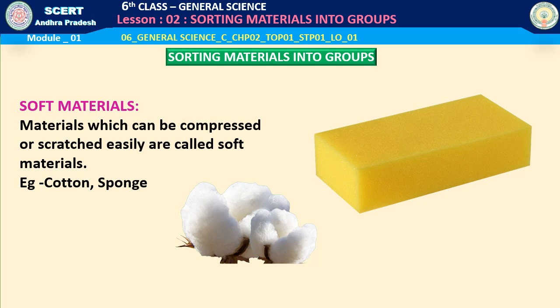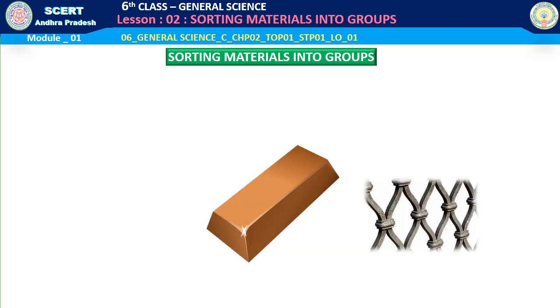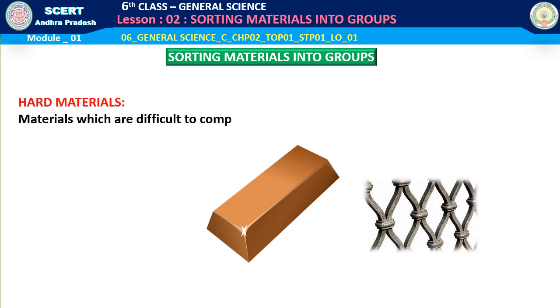Let us define hard materials. Hard materials are the materials which are difficult to compress. Materials which are difficult to compress are called hard materials. Examples are iron and copper.